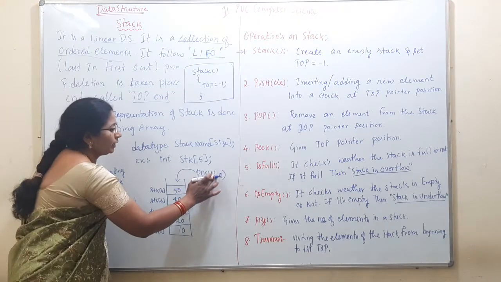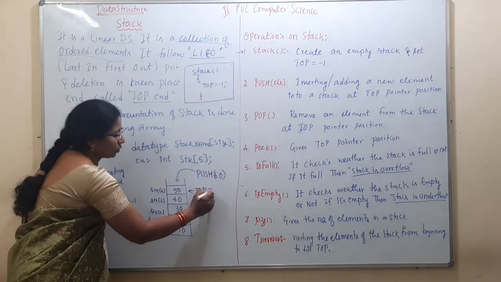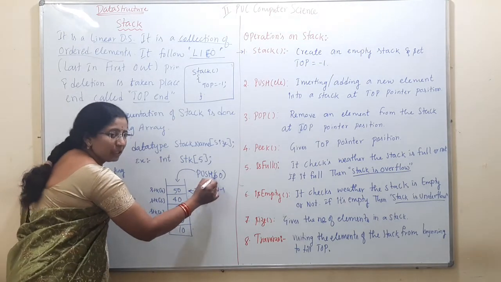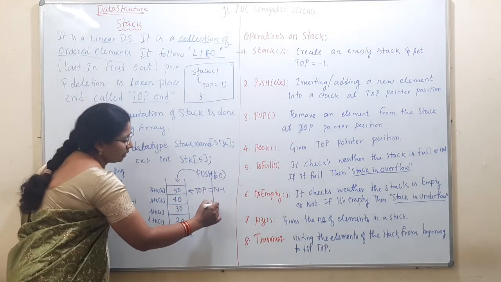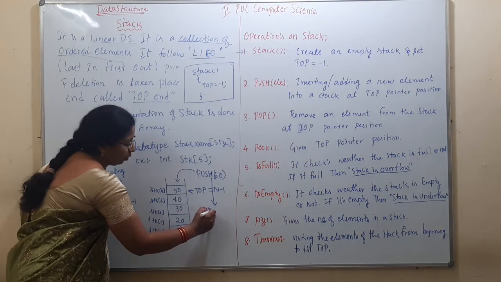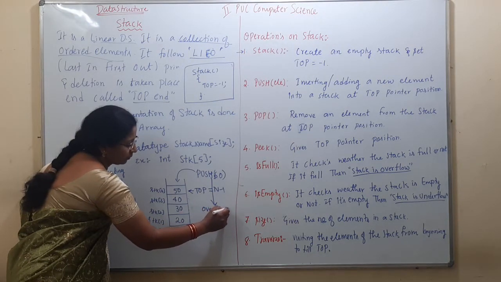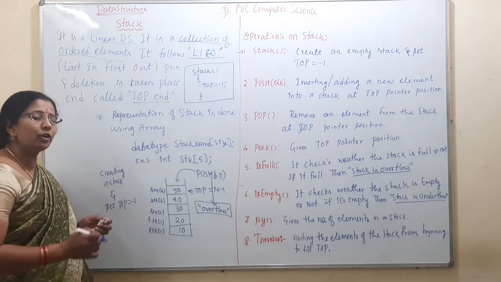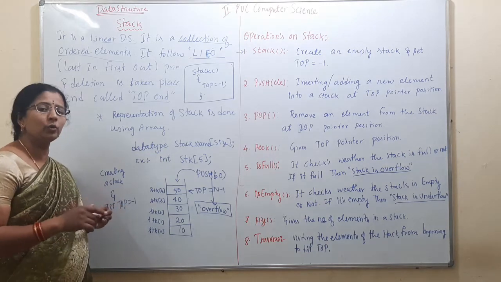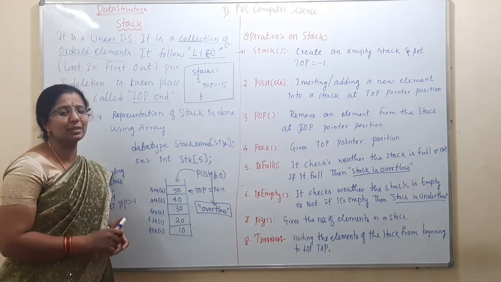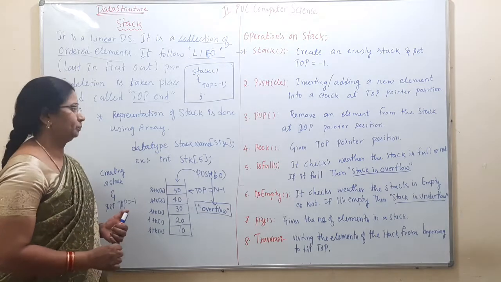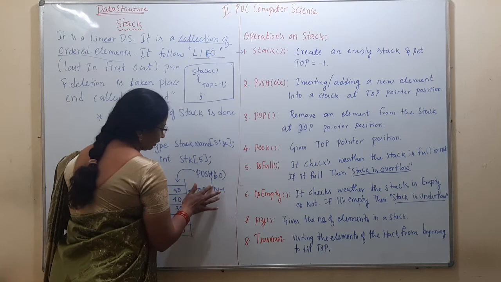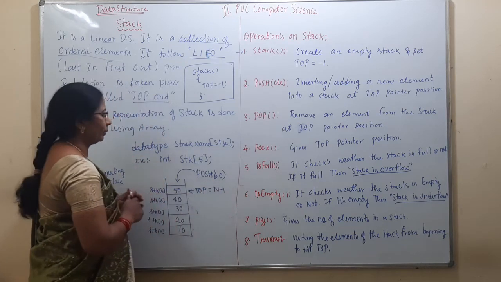If you try to insert the next element, the top pointer has already reached n minus 1. If you try to insert a 60, it is going to display a message called overflow. When the top pointer reaches n minus 1 and you try to insert a new element, it displays the message overflow. Did you get it? Now we move on to the next operation, the pop operation.